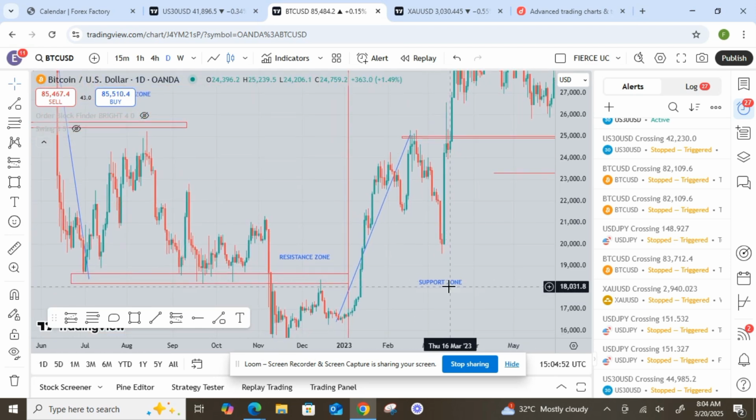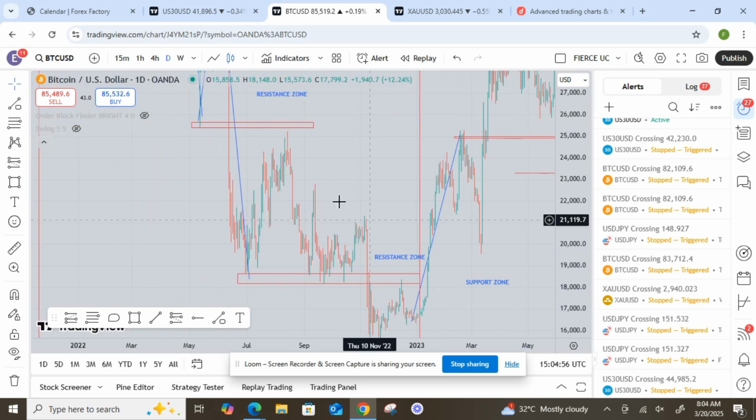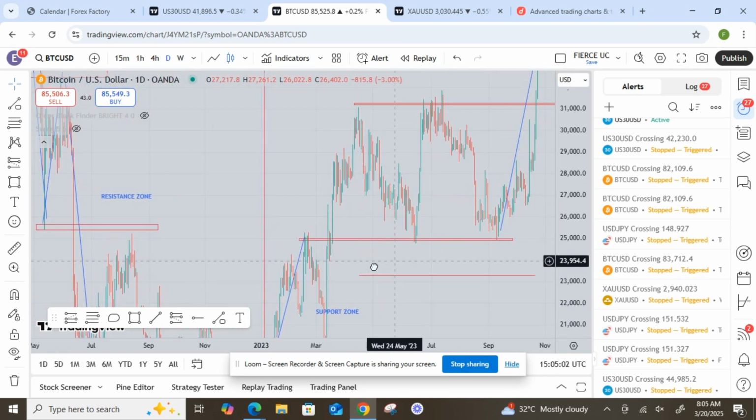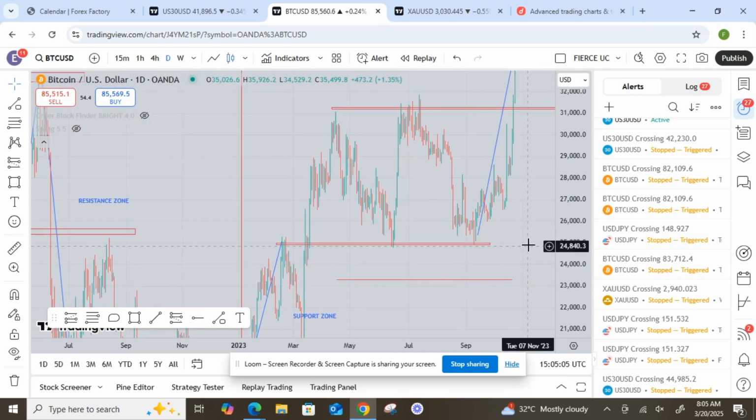So hope you get it. Yes. So these are it: you draw your resistance zone and you have to draw your support zone. So thank you. Any question?